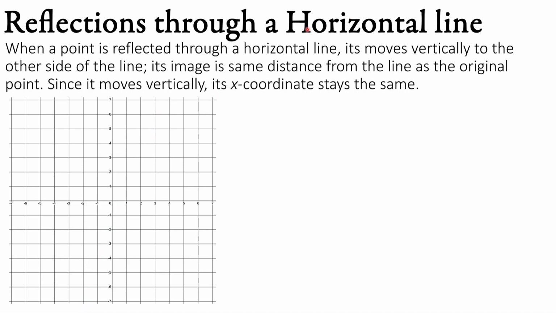First, a horizontal line. When a point is reflected through a horizontal line, it moves vertically to the other side of the line, keeping its distance the same. Since it moves vertically, its x-coordinate stays the same. Let's look at this one piece by piece very carefully.